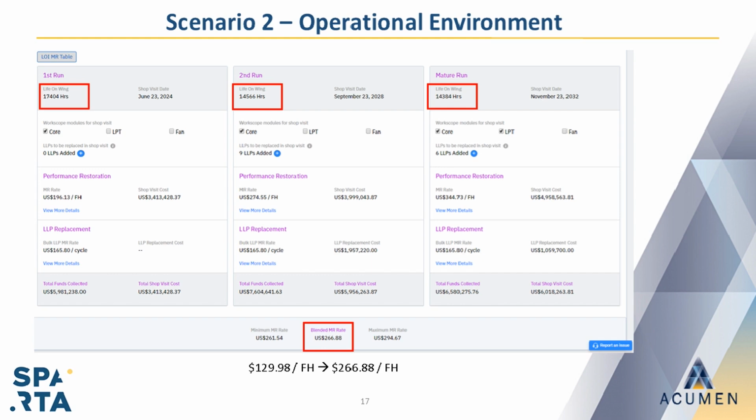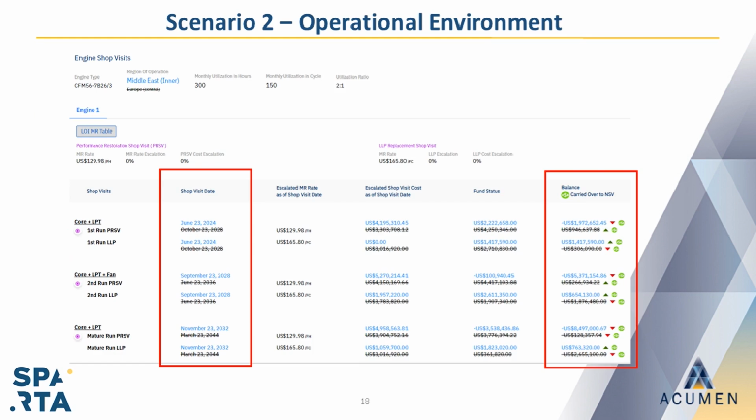The second and third shop visit intervals are reduced to 14,500 hours from 27,500 hours, so again almost half, and the overall impact is to increase the recommended MR rate from $129.98 to $266.88 per hour.